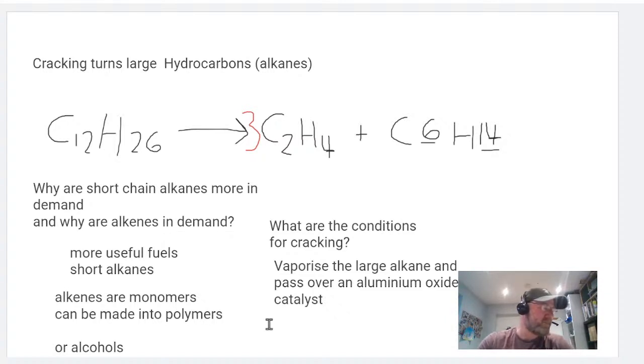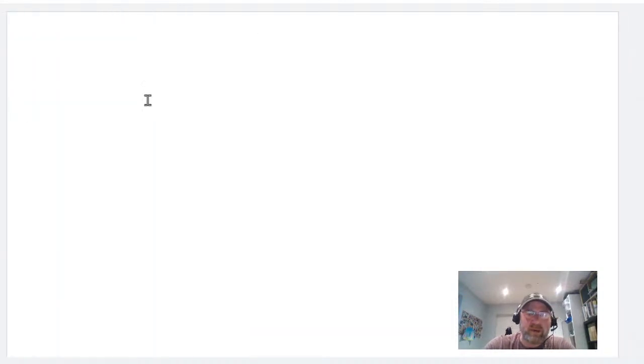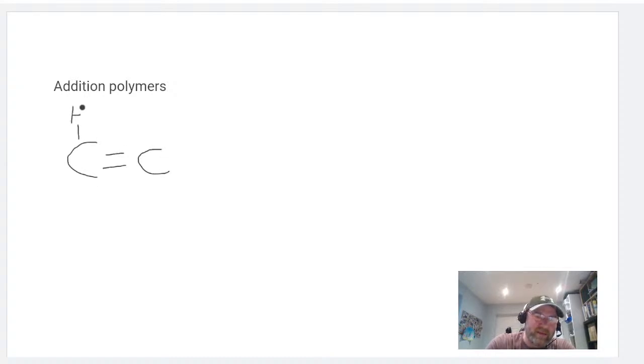So, it all depends really on which exam board you do. GCSE and AQA love a bit of condensation. Let me just show you a recap of addition polymers first, for those of you that can't remember addition polymers. So this is ethene. I need to show you the thing they do a lot, which catches people out with addition polymerization.